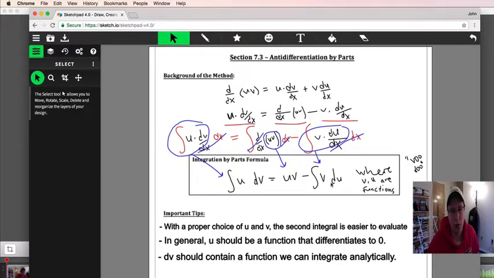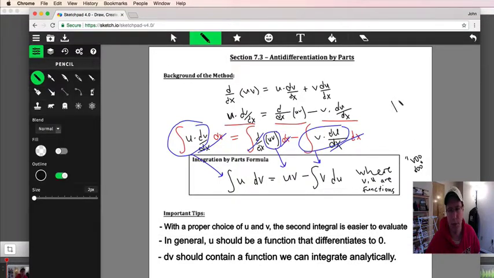If you make the wrong choice, you're going to choose something to be your u, something to be your dv, and if you make the wrong choices, this integral ends up being too difficult to evaluate. We just can't do it analytically. In general, when you make your pick, u should be a function that differentiates to 0. For example, any polynomial, like x to the 5th, would differentiate to 0 eventually when you keep taking derivatives. But a function like e to the x would not be a good choice, because you could take the derivative over and over and it's still e to the x.